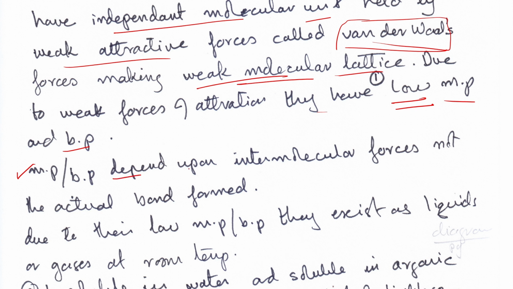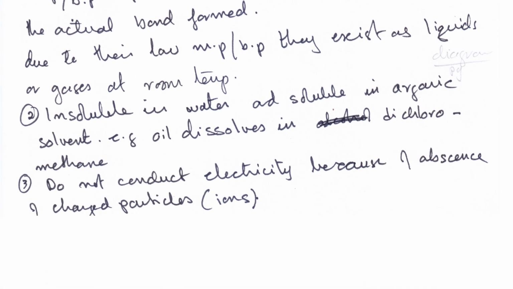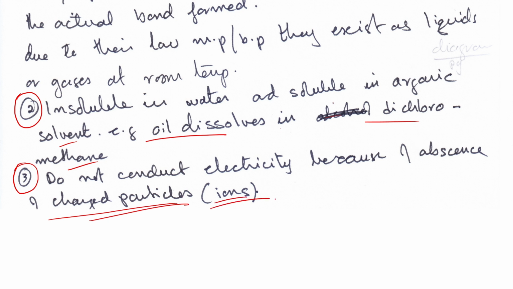Melting point and boiling point depend upon intermolecular forces, not the actual bond formed. Due to their low melting and boiling points, they exist as liquids or gases at room temperature. Property number 2: they are insoluble in water and soluble in organic solvents. For example, oil dissolves in dichloromethane. They do not conduct electricity because of the absence of charged particles, that is, ions.